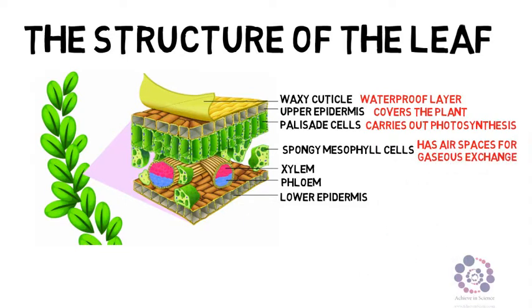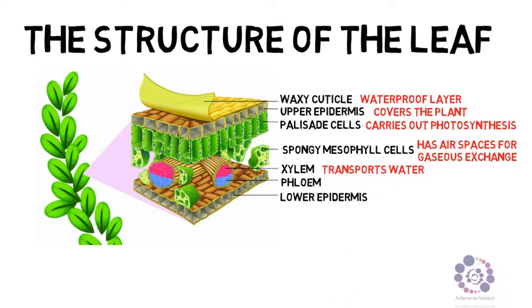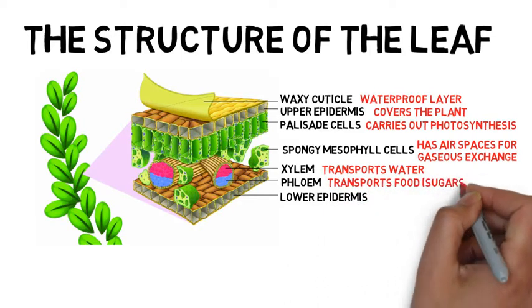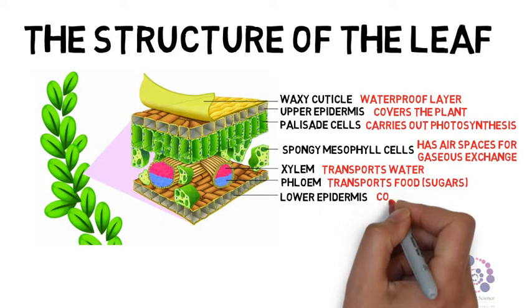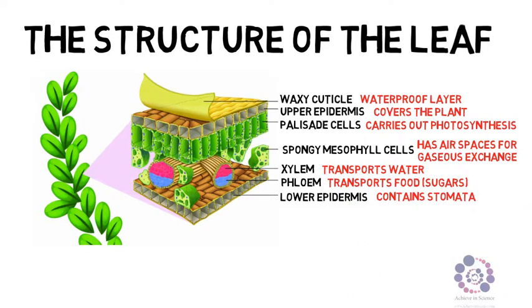The xylem transports water around the plant. The phloem transports foods, i.e. sugars, around the plant. And then finally the lower epidermis contains the stomata, which are required for gaseous exchange again.